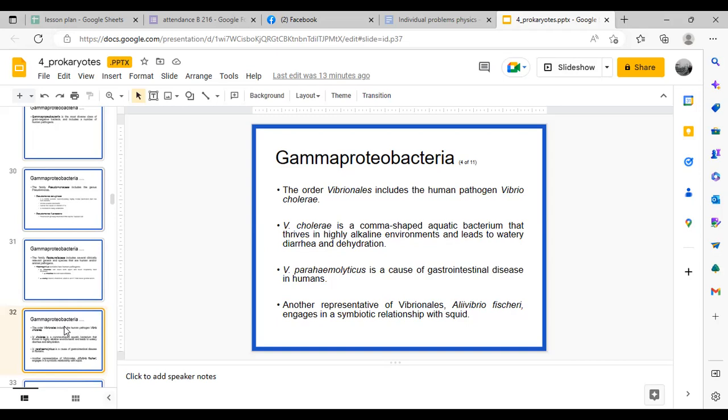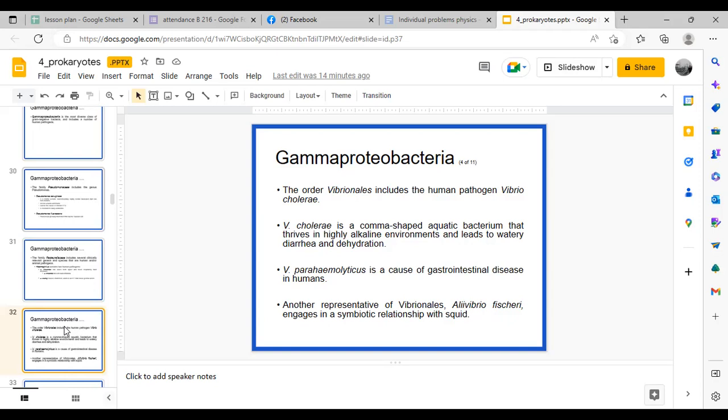Okay, so ito yung mga famous na epidemics. Hindi nila alam na this bacteria is actually from the water, from contaminated water, no? So under the order Vibrionales, you have V. cholerae. So this is a comma-shaped aquatic bacterium that is responsible for cholera. So this leads to watery diarrhea and dehydration.